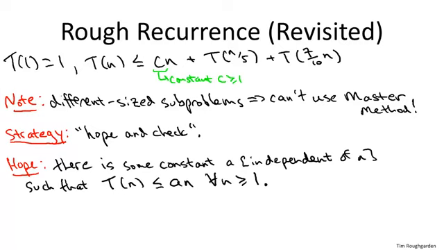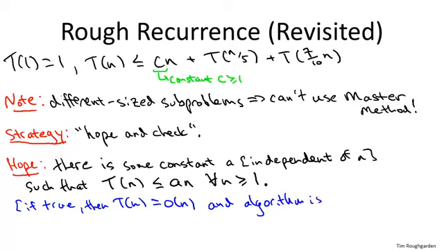Why is this what we're hoping? Well, suppose this were true. By definition, T(n) is an upper bound on the running time of our algorithm. So if it's bounded above by a times n, then it's obviously O of n. It's obviously a linear time algorithm, where a is the constant that gets suppressed in the big O notation. So that's the hope. Now let's check it. And again, check means just verify by induction on n.